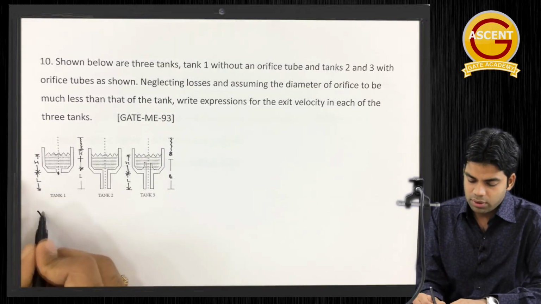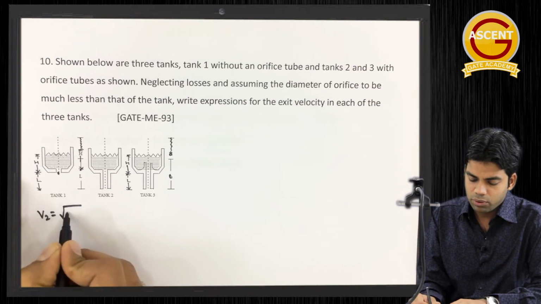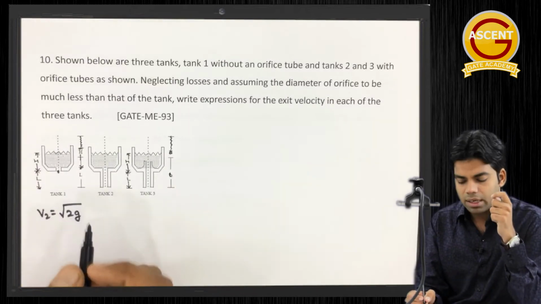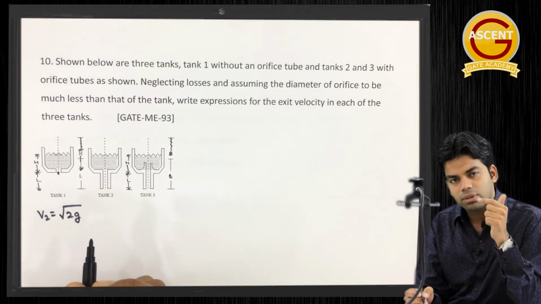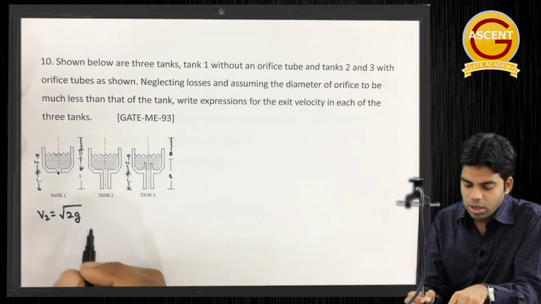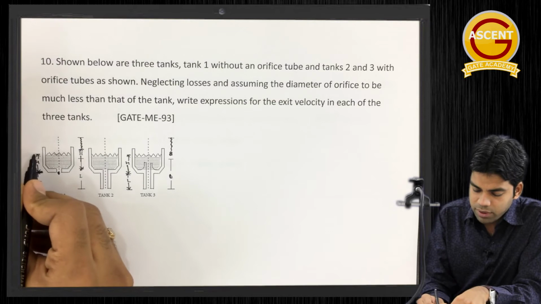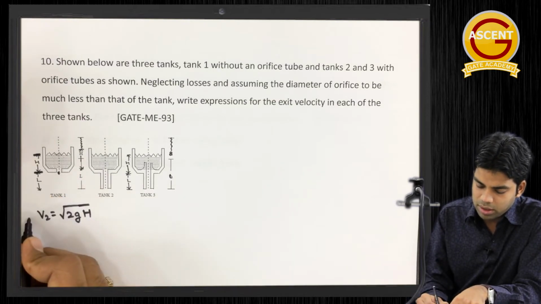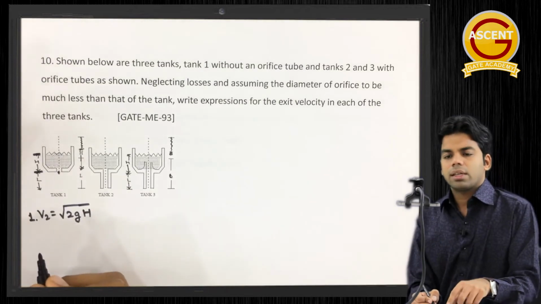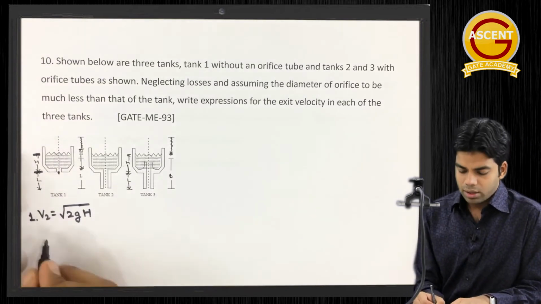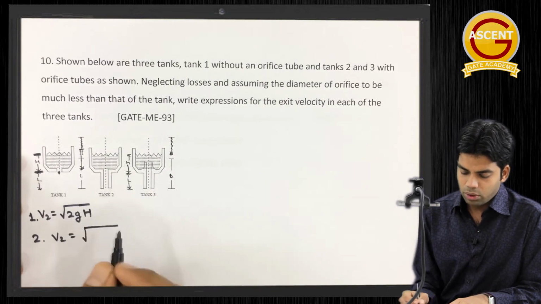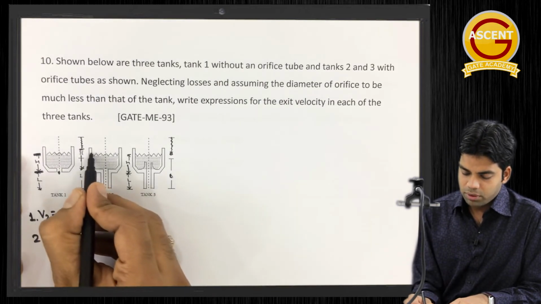So here this exit velocity v2 will be equal to under root of 2gh. And h is nothing but, I am telling you again and again, the distance between the free liquid surface and the exit point. So here the distance between the free liquid surface and the exit point is capital H. So this will be under root of 2g capital H. This is for tank 1. Getting this now?